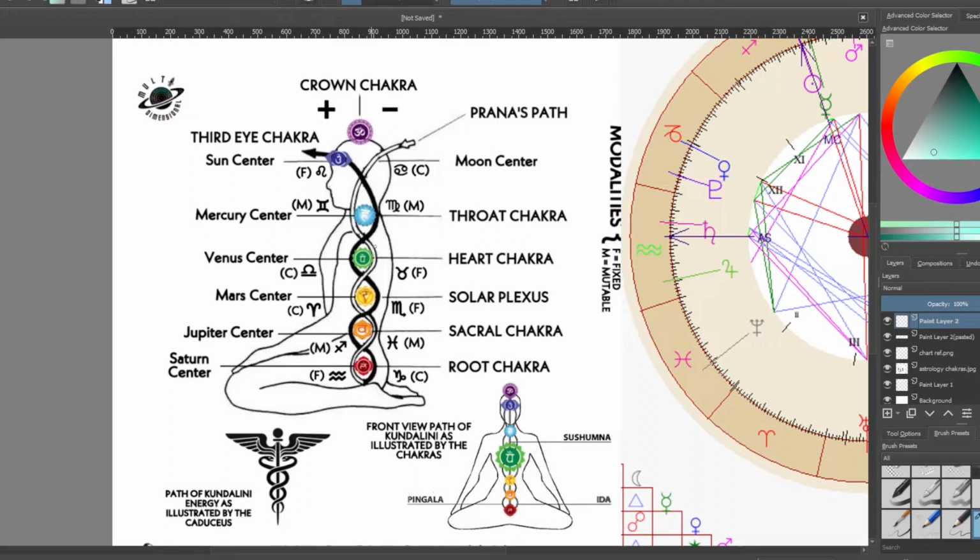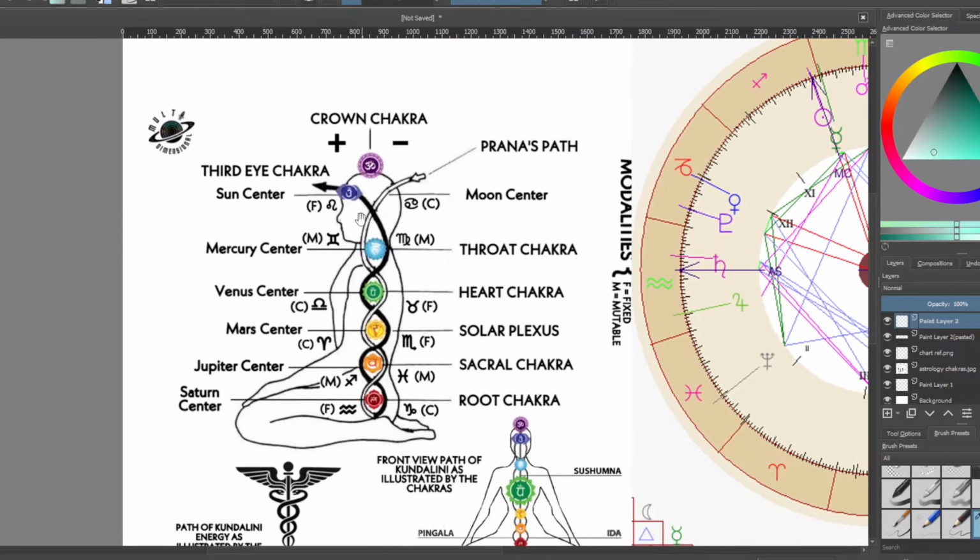You have the heart chakra, which is your actual heart and your lungs and the chest. The throat, which is the throat and the mouth, and the third eye, which is within the mid-head, and also the eye. And you have the crown, which is the top of the head.